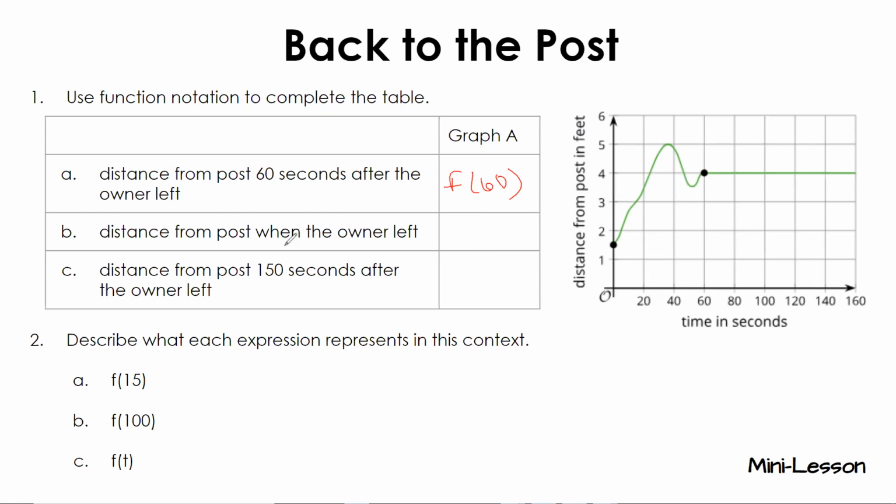Now, distance from post when the owner left. When did the owner leave? At what time? 0 seconds. So what are we going to plug in? Let's try it again. Right. So that would be the output. That's what it equals at the end. But we want to write it as function notation. So we're going to say f of some number, right?